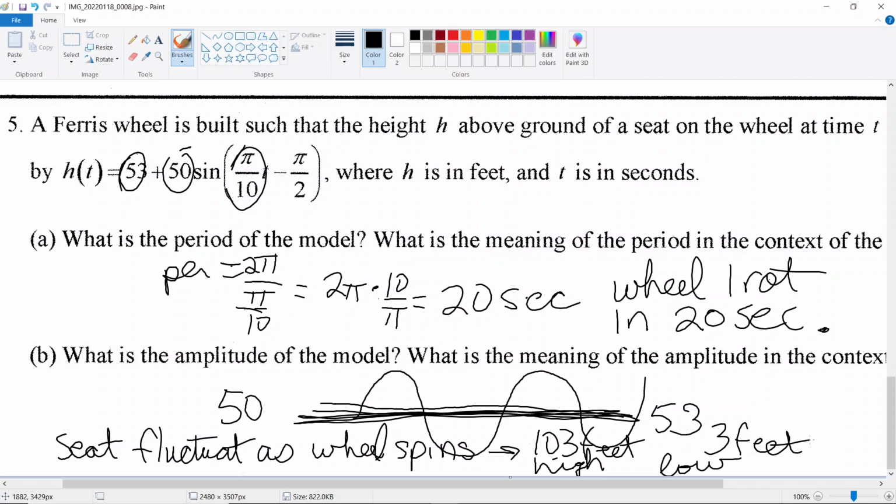It means as the wheel spins, here's your seat at the bottom, you're 3 feet off the ground. And as you spin and get to the top, you're 103 feet high. So that's your top height. You can see a lot more at 103 feet. So that's another little example of a practical application, at least as far as what someone writes in a word question, of sine and cosine. This one happens to be sine. That's it. Make sure you work those reviews.